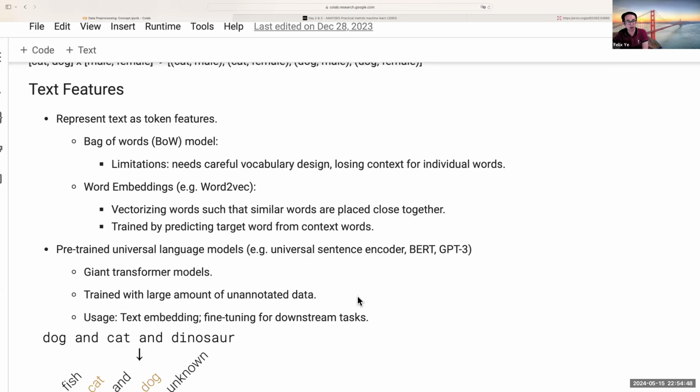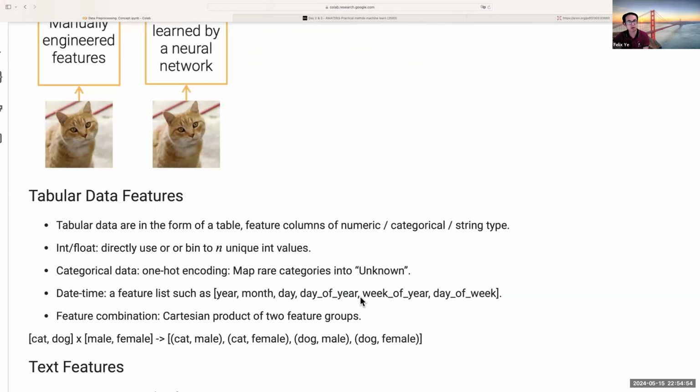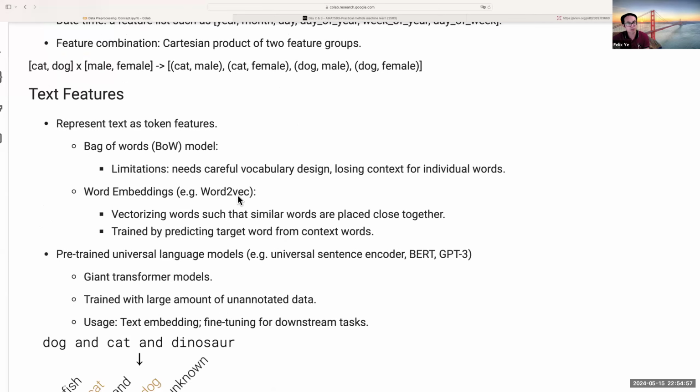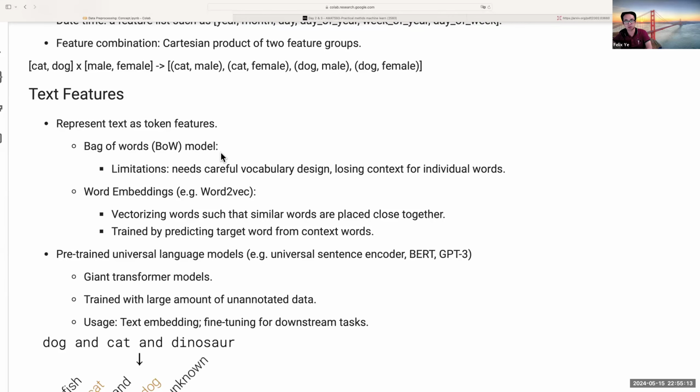Text feature. In fact, we are going to talk a little bit about this here. For example, something we talk about a lot is representing the input text as a token feature. We have talked about this. The simplest one that we use, for example, is the bag-of-words model.